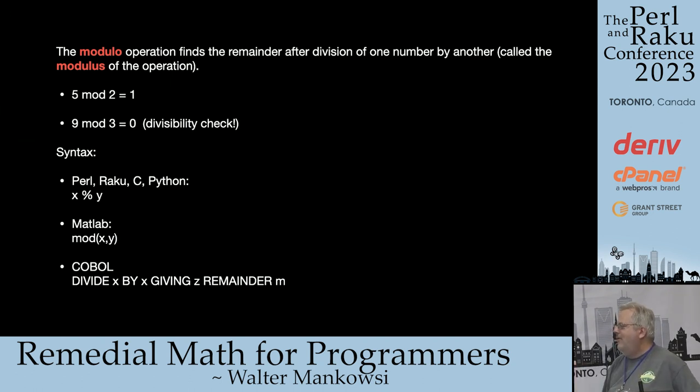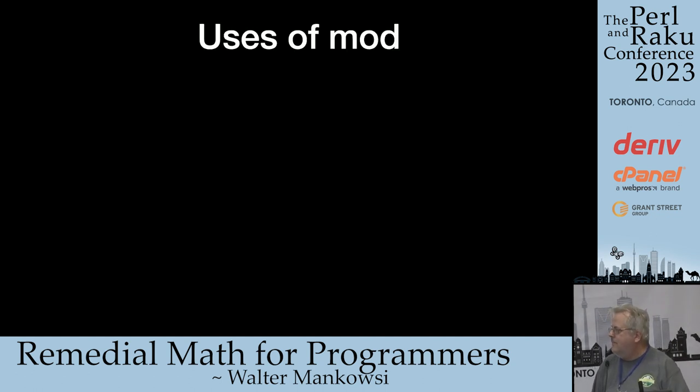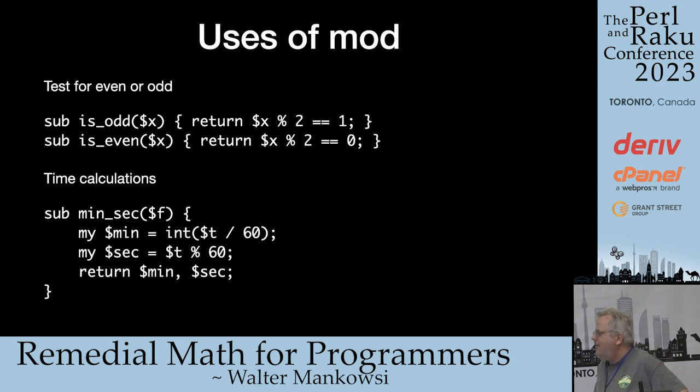So I had some syntax notes. Often, in lots of languages, it's a percent sign. Sometimes it's a function. In COBOL, it's divide x by y, giving z remainder m, although I think I looked it up and they have a mod function now, so maybe I'm being overly mean to COBOL. So some uses: you can test whether things are odd or even. You can do time calculations, as we said before.